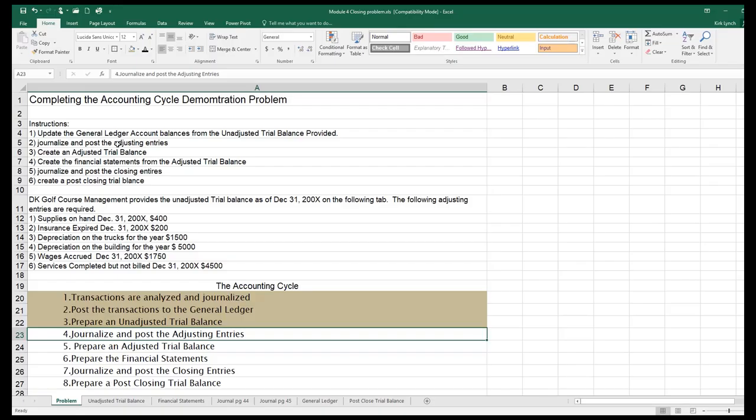Our next job is to journalize and post the adjusting entries. The adjusting entries are provided down here below, and we will be journalizing those next. Then we've got to post those adjusting entries into our general ledger and create an adjusted trial balance. We're going to then do financial statements from that adjusted trial balance, and then we'll get into the new stuff that's part of this chapter, which is to journalize the closing entries and to create a post-closing trial balance.